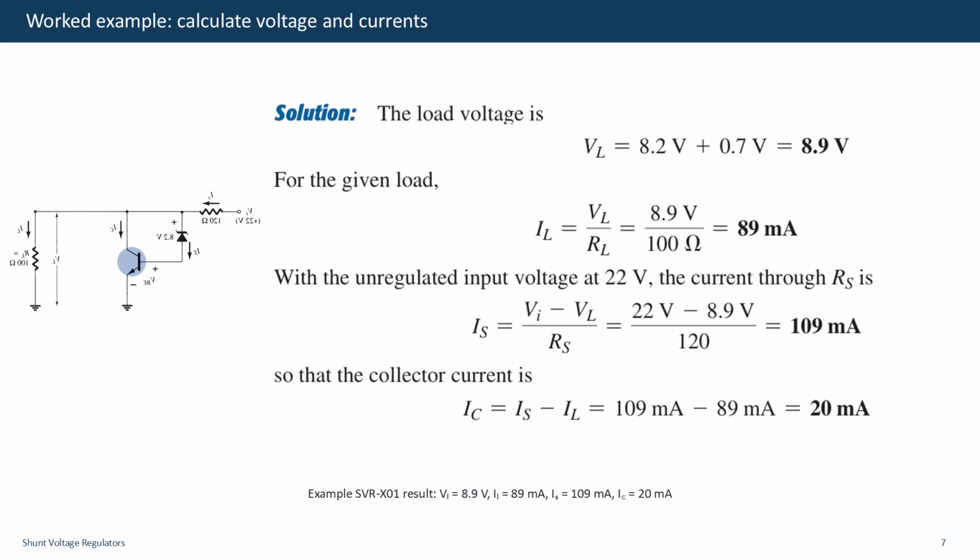Collector current equals source current minus load current. So, it is 109 minus 89 or 20 milliamperes. The positive collector current confirms that the transistor has operating margin to provide shunt regulation.